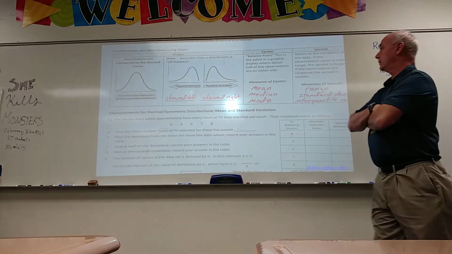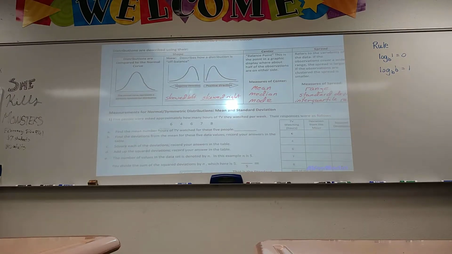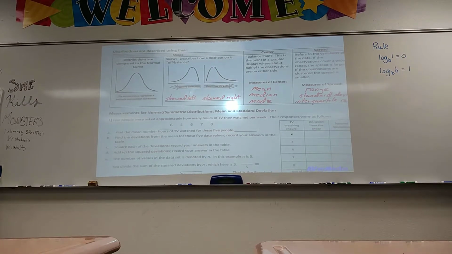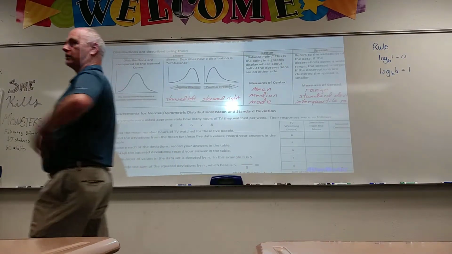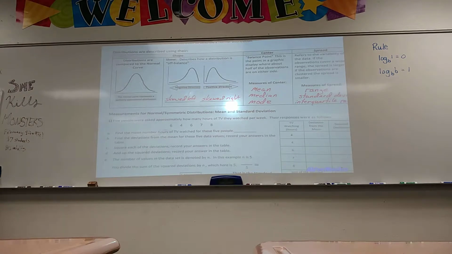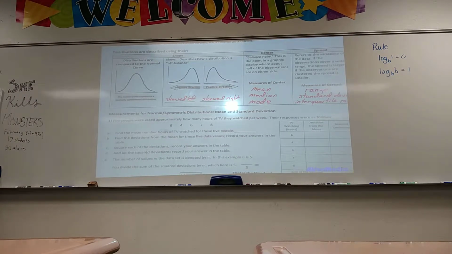All right? The third measure of center is mode. Anybody remember mode? It's the data that occurs most often. Mode is typically not a very good measure of center for a class of 25 people. It is a much better measure of center for a census, for instance.